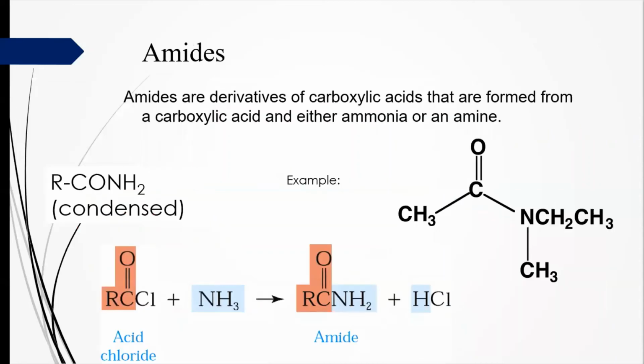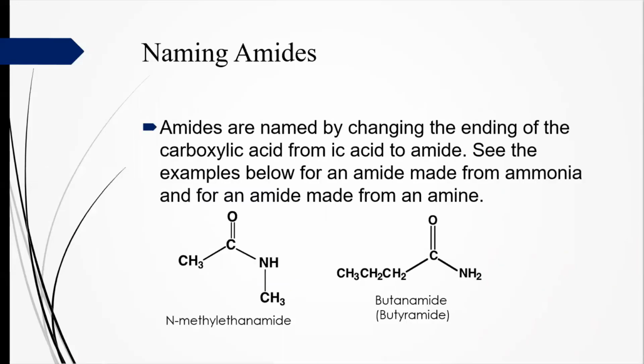So our amides, how we get those is we take a carboxylic acid, and then we can use ammonia or an amine to react them together. And so our amides have a similar ending. Instead of ending with amine though, we end them with amide. And so they look the same as a carboxylic acid, but we just replace that ic acid with amide. So instead of methanoic acid, it becomes methanamide.